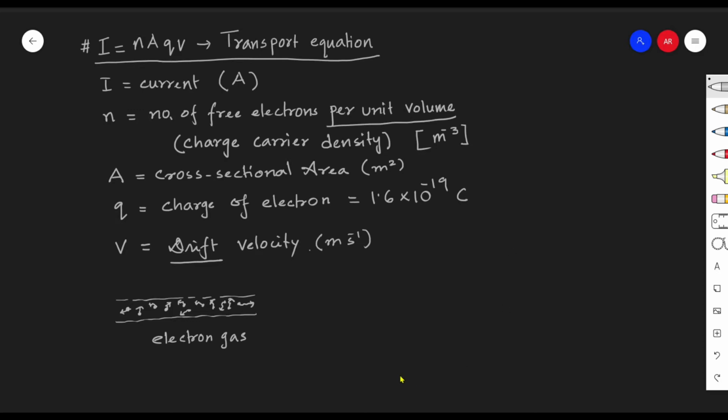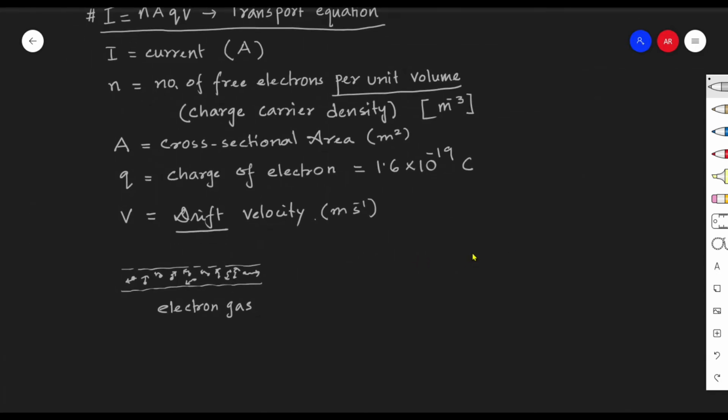Now, when I apply a power supply, a potential difference, these electrons do not maintain their random motion. When I apply the electric field, meaning a potential difference, suppose this is positive, this is negative. If I apply the potential difference across the two ends of the wire, the electrons are no more in this random motion. So what will their motion be like?